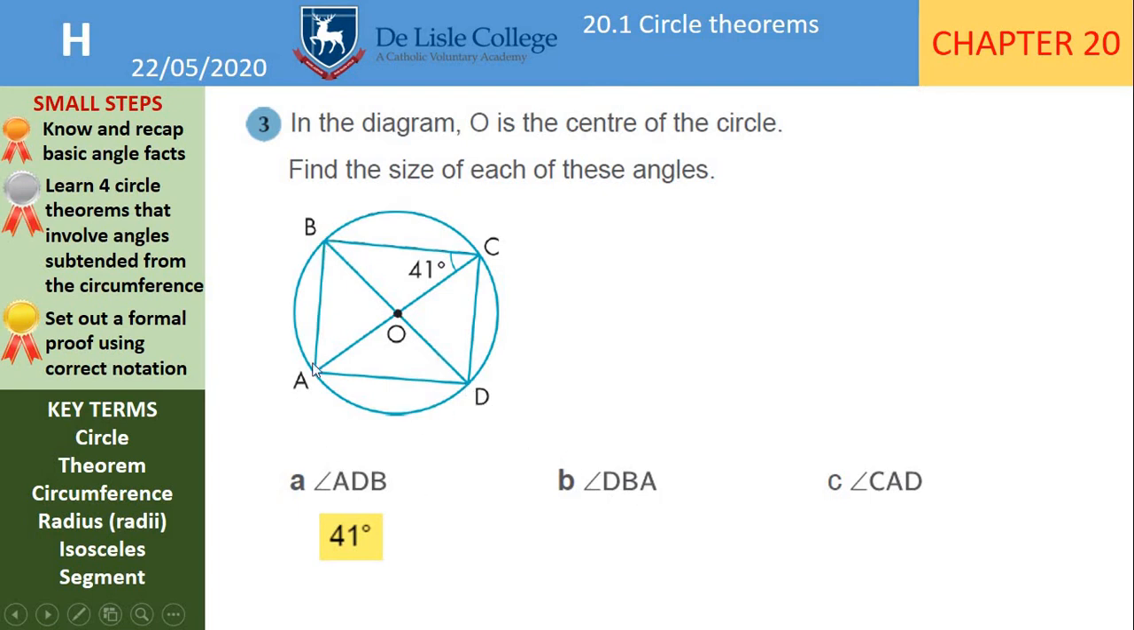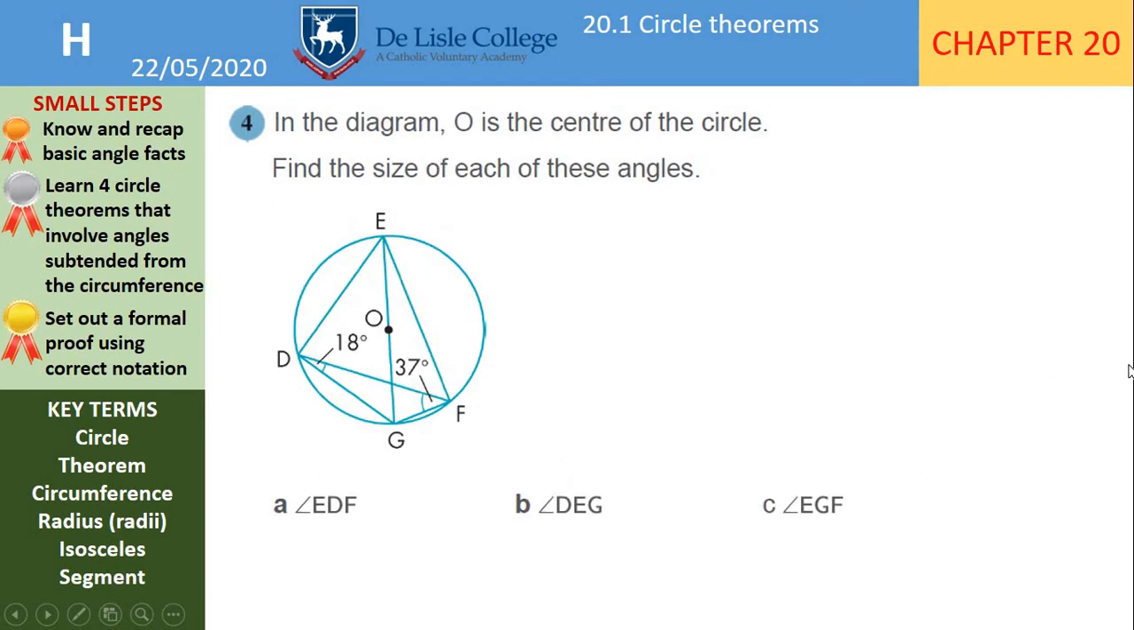DBA, so DBA is going to be this one here. Well, since we've got a diameter, this is a right angle, so we get 49 degrees. CAD here is going to be 41 degrees, and that's due to the fact that we have an isosceles triangle here.